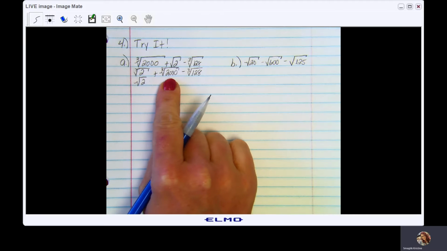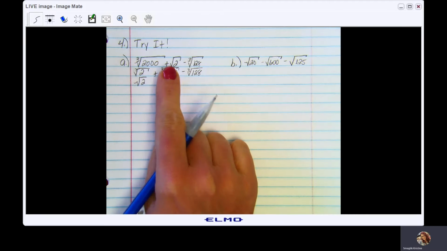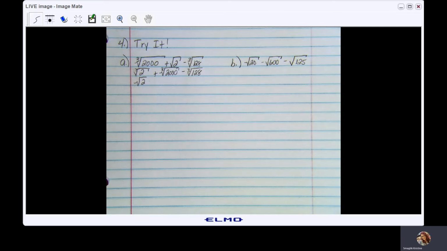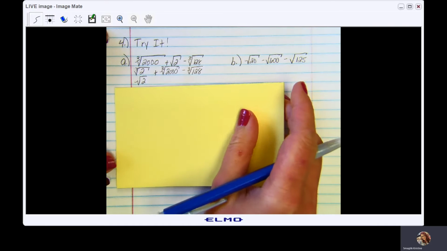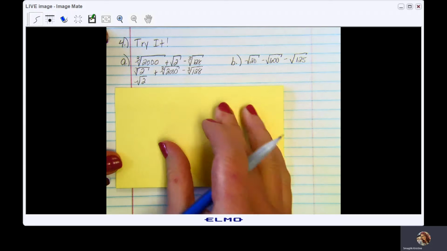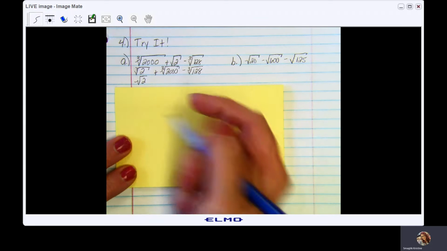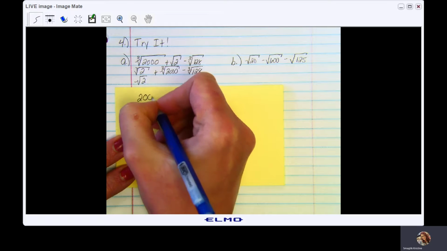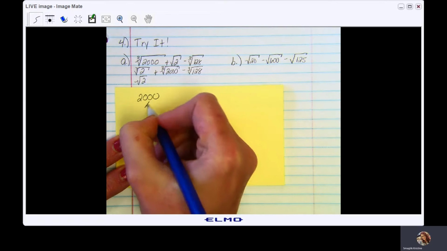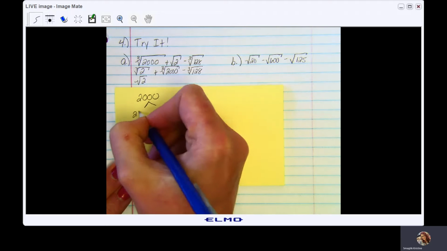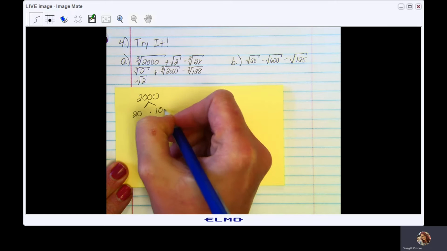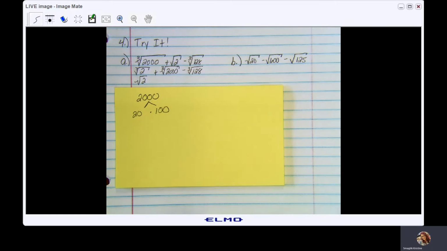Now the cube root of 2,000, those factors might not always just pop out in your head. So here's what we're going to do. We're going to do some work off to the side, and we're going to completely factor out the radicand and see what we have. So 2,000. I'm going to do a factor tree. 2,000. I'm going to say 20 times 100. And that might not be the factors that you choose. That's okay. Just keep factoring until you can't factor it out anymore.